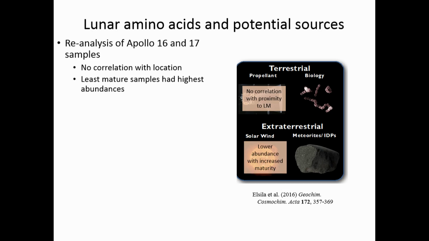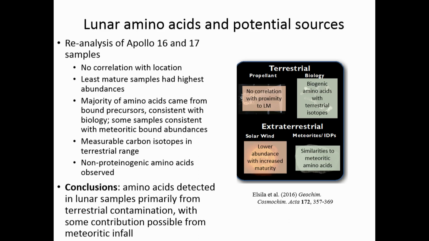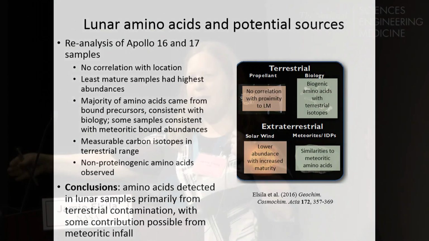So we ruled out propellant contamination. We saw no correlation with exposure to the solar wind as far as abundance of amino acids. But we did see amino acids with terrestrial biological isotopes in them, and also amino acids that are not common in terrestrial biology. So we were able to conclude that the amino acids present in these samples were primarily terrestrial contamination, but some contribution possible from meteoritic infall. So this is a really nice example of how all of those different types of analyses, distributions, isotopes, multiple samples can be really helpful.